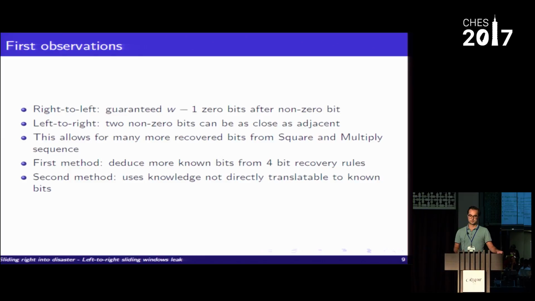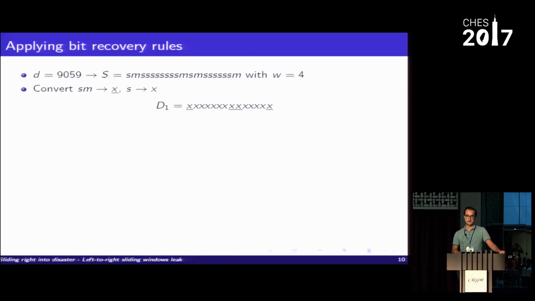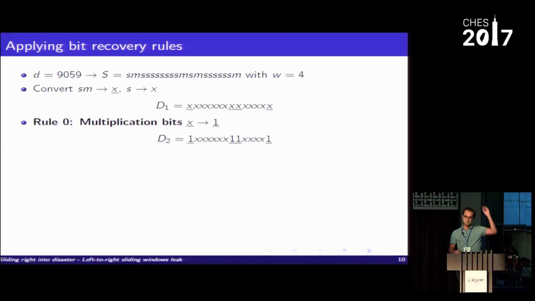So I will take the same example and just go over the bit recovery rules. Here you see D is 9059 again, and when you look at the square and multiply sequence, you see a bunch of square and multiplies. The first thing you do, we want to have bits, so we convert every square multiply to an underlined x, because we know there was a multiplication there, and every square just to an x. So you get this sequence of x's and underlined x's. Now the first rule is really simple. Whenever we see an underlined x, we convert it to a 1, because we know there was an odd number at that position. So then you get sequence D2.